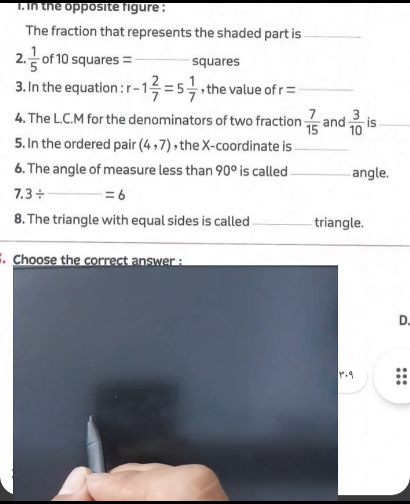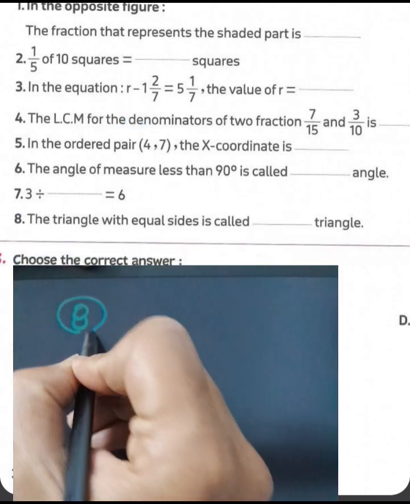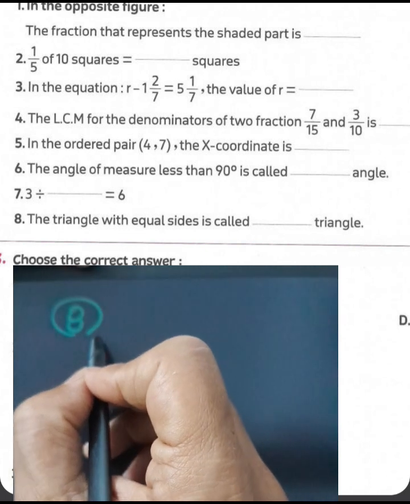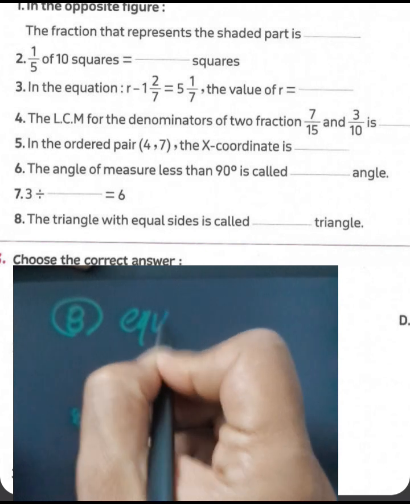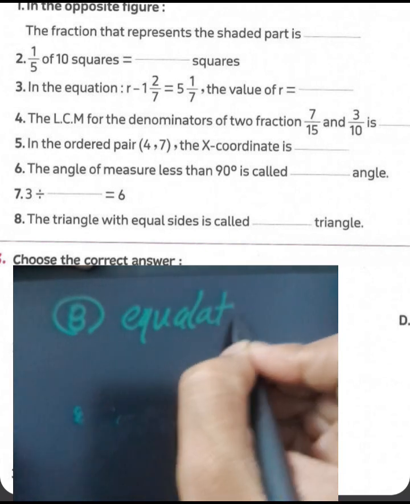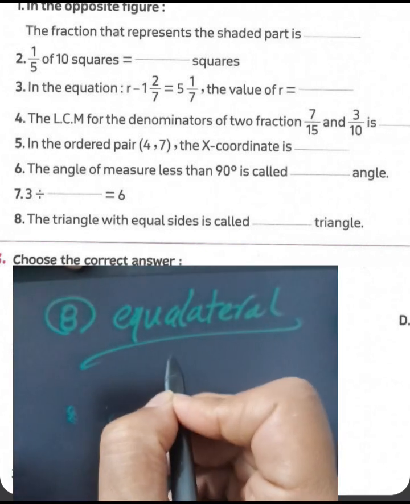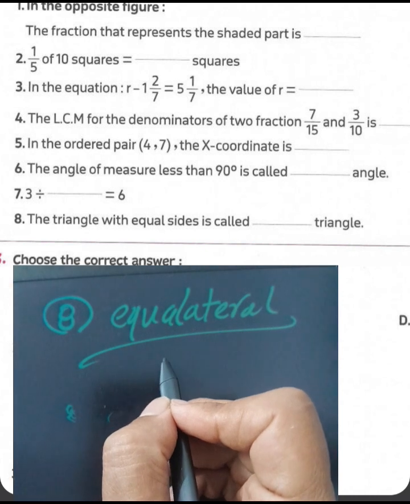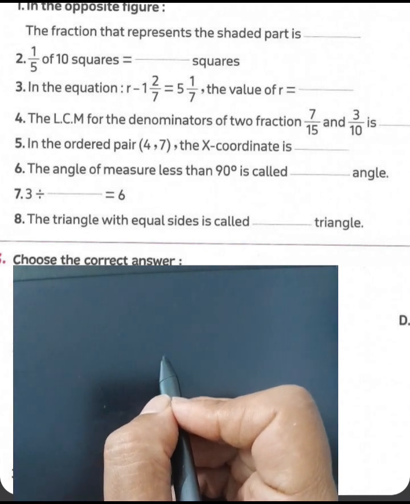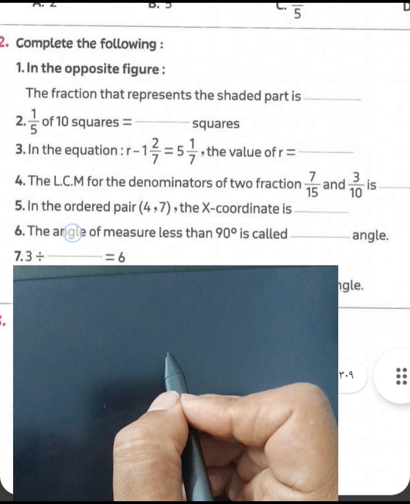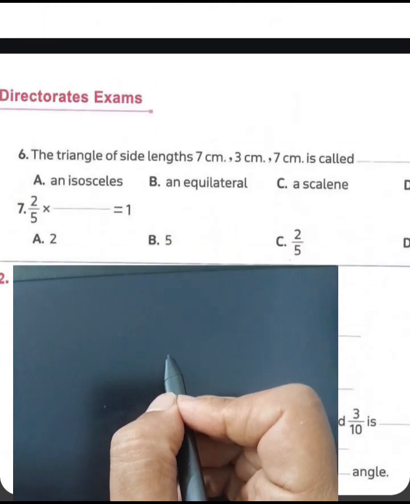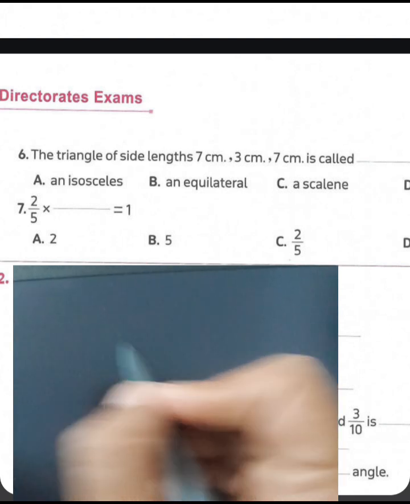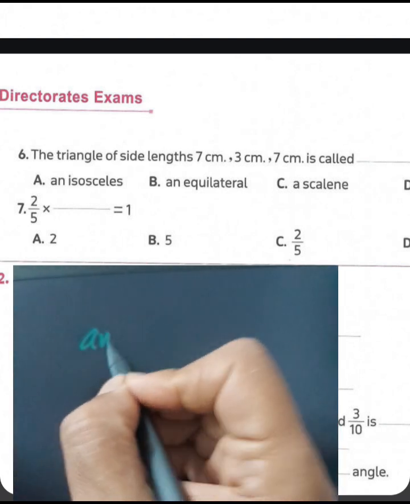Question 8. A triangle with equal side lengths, we call it an equilateral triangle. Okay, equilateral triangle. We solved the last questions here, isosceles and equilateral. Okay, so the result will be an equilateral triangle.